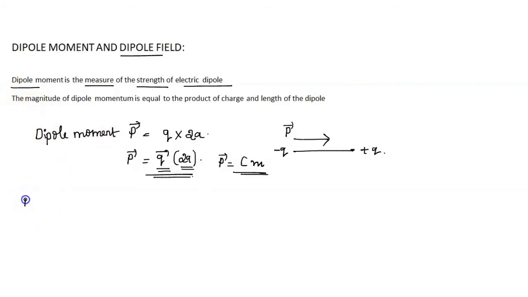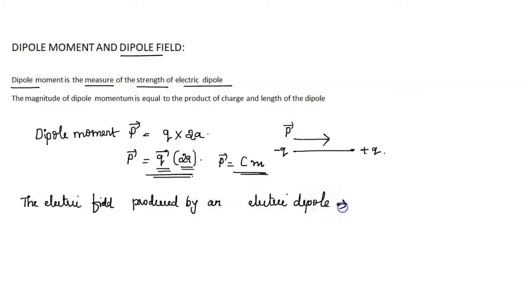That is the electric field produced by an electric dipole, and it is called the dipole field. Then the total charge of the electric dipole is 0.